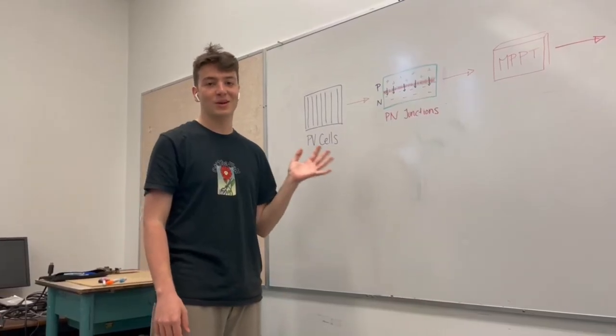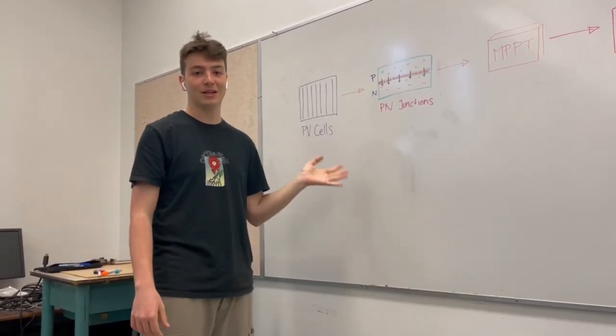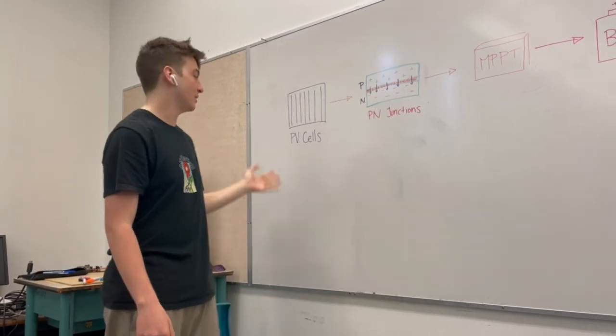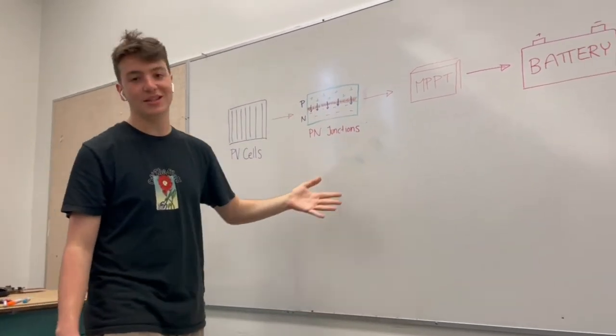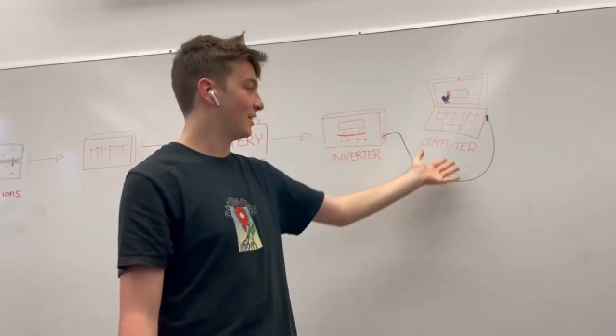Now you know that the sun's radiant energy is converted into electrical, then chemical, and then back into electrical power in a laptop, using PV cells, PN junctions, an MPPT, battery, an inverter, and finally, into a computer.